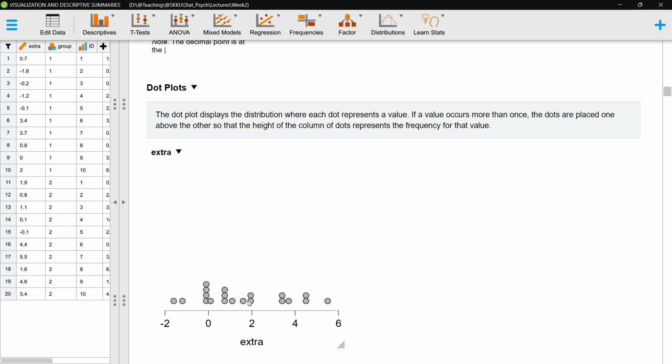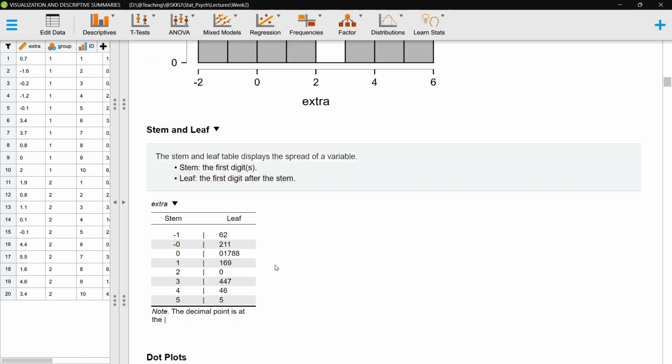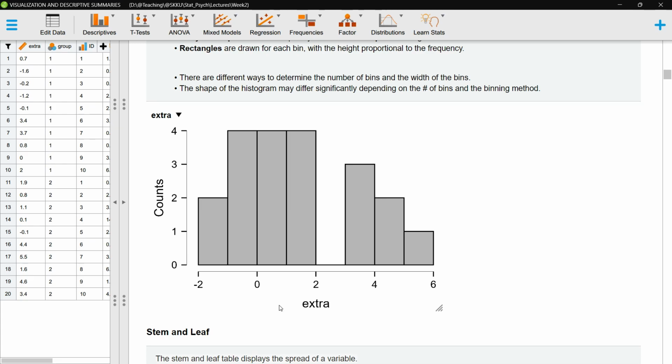So these are the more concentrated areas with many observations, and in this area we don't have many observations. So we see the shape of the distribution by looking at the dot plot or the stem and leaf plot. Okay, they're the same. This is the same as for the stem and leaf plot. So we see some kind of the shape, the form of the distribution, by looking at the stem and leaf plot or stem and leaf table, just like when we look at the histogram, right?